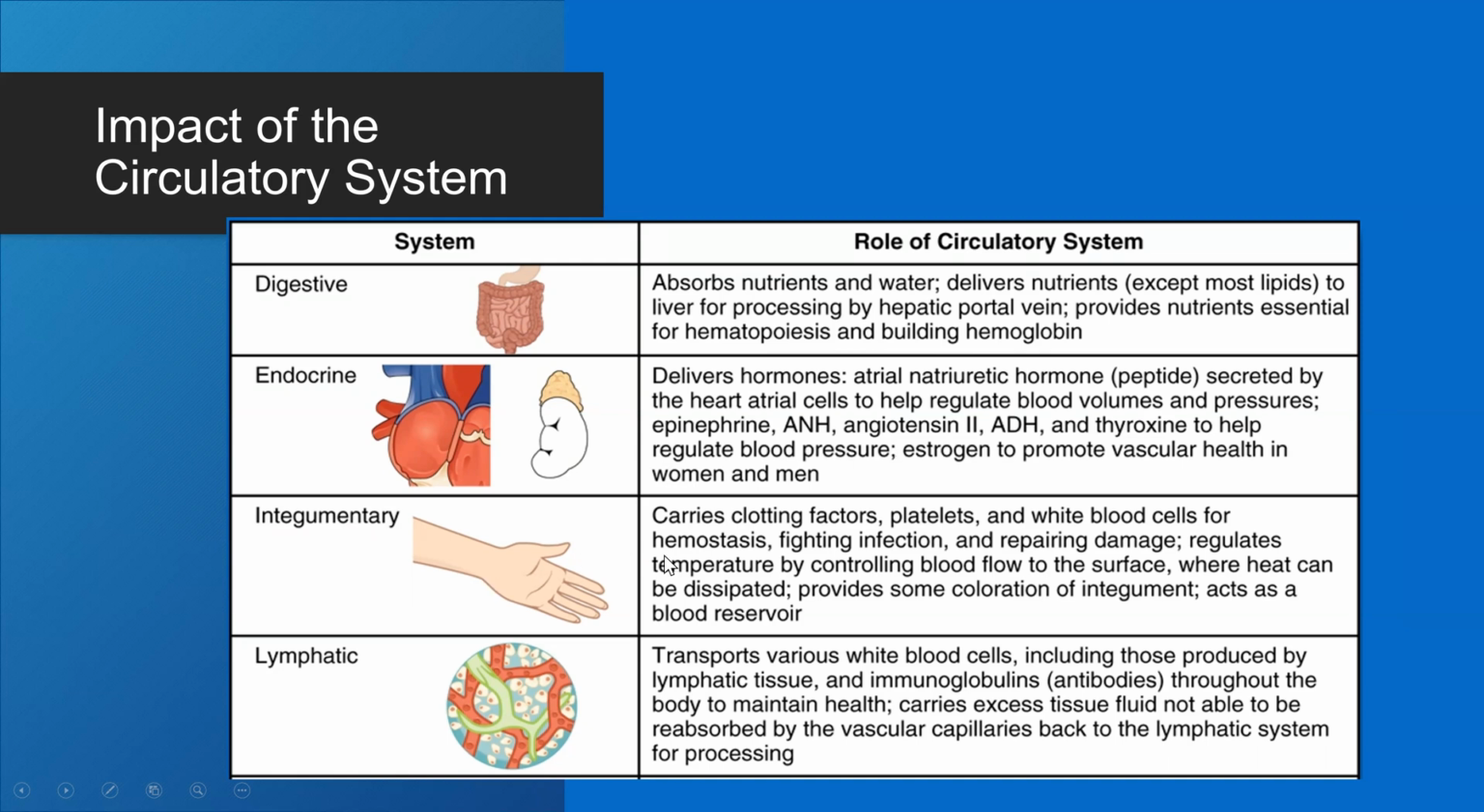Integumentary system, where your blood carries clotting factors and platelets, and the most likely site of damage of your body is your integumentary system, right, outside of your body. So those clotting factors and platelets are for hemostasis, so you don't bleed to death, right? Also, blood flowing to your integumentary system can release heat, right? Or if those blood vessels constrict, then you keep your body warm. You don't lose heat from the surface of your body. And those cutaneous blood vessels are also a blood reservoir.